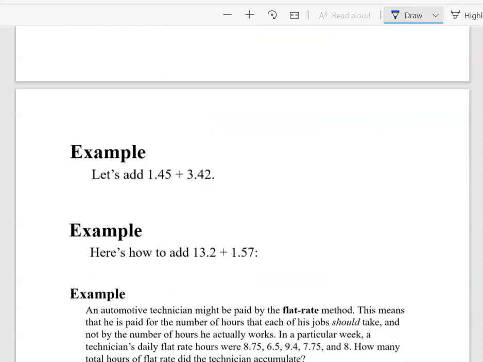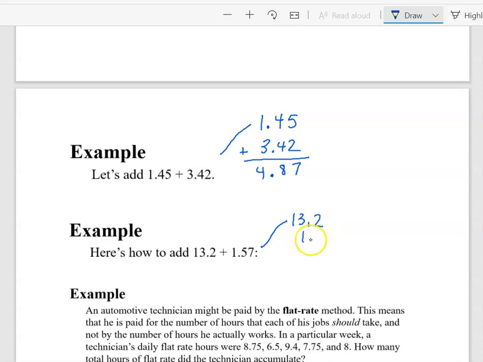So let's do a couple of examples of addition. If I have 1.45 plus 3.42, you want to make sure your decimals are lined up. And then you want to follow the regular rules of addition, just like we were doing before. You would do 5 and 2 is 7. 4 and 4 is 8. You would bring down your decimal point that's lined up. 1 and 3 is 4. And that's how you would get your final answer.